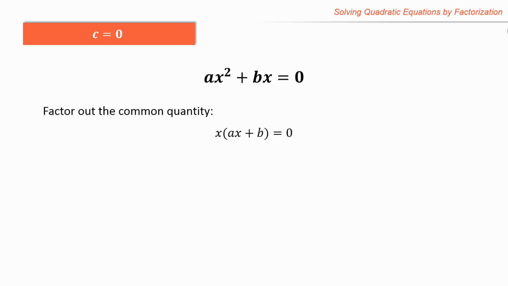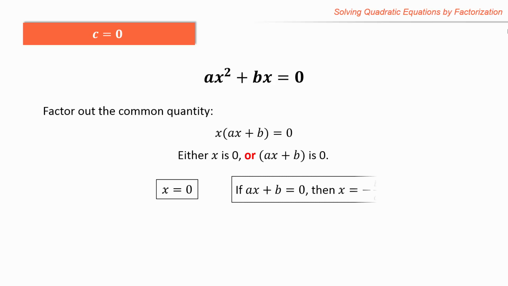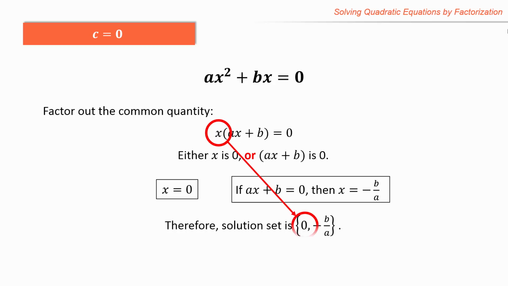And then we use the same argument as before, that since their product is 0, either one of them must be 0. So, we have either x equals 0 or ax plus b equals 0, in which case x becomes negative b over a. Therefore, our solution set is going to be 0 and negative b over a. Now, one thing we observe here is that since x has been factored out, one of the roots will always be 0. This is an important concept to remember.